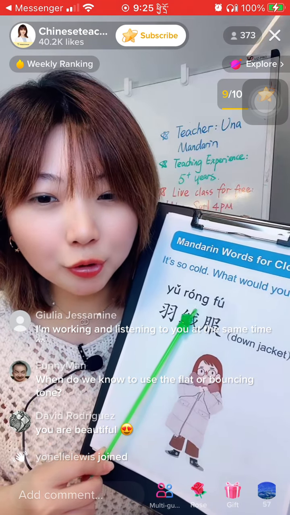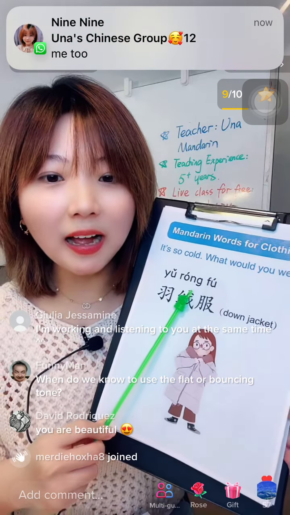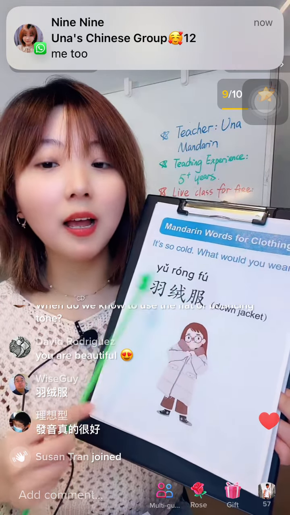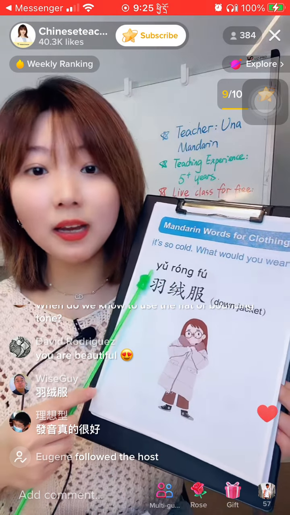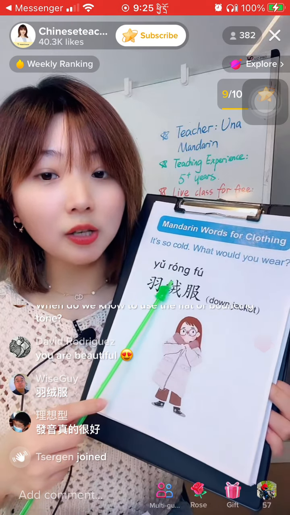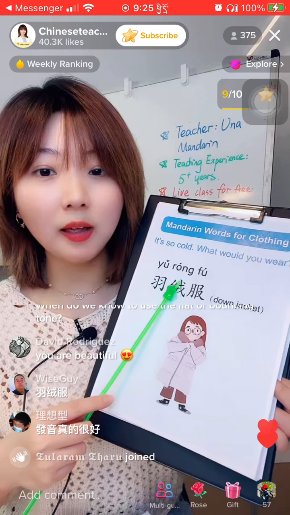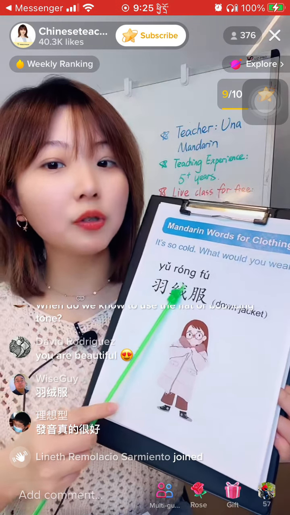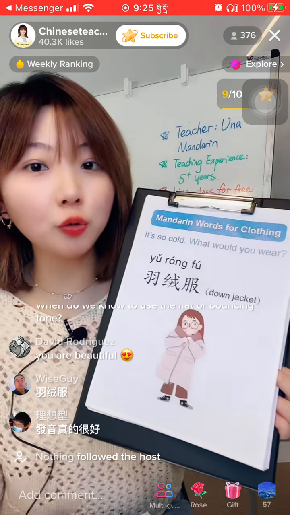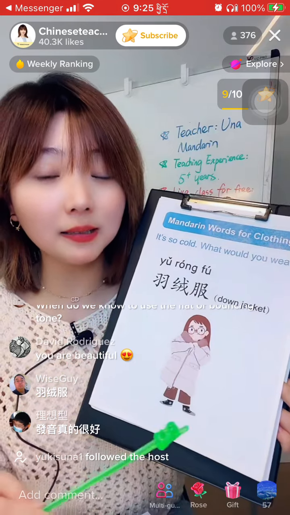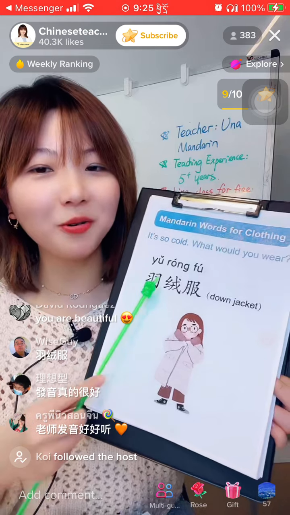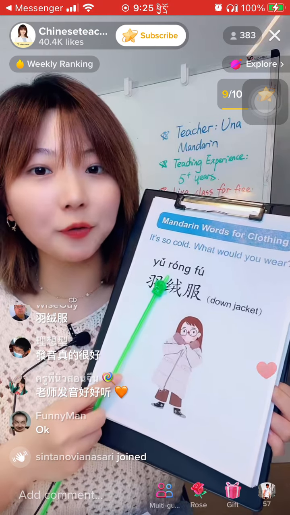When do we know the use of flat or bouncing tone? So in my pinyin class, I'm telling you everything about pinyin, including the initials, all the finals, compound finals, and all the tones. My pinyin course will be online very soon, maybe next week. In that course, you can get everything in pinyin class. In live class, I can show you how to pronounce, but if you want to learn in a systematic way, you can come to my pinyin course. In live class, you can try to repeat after me.